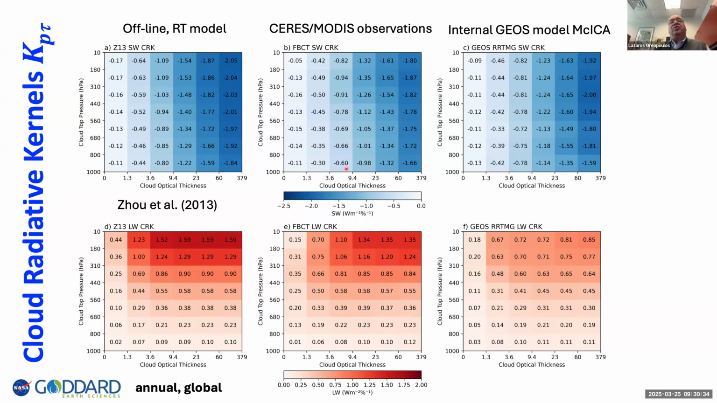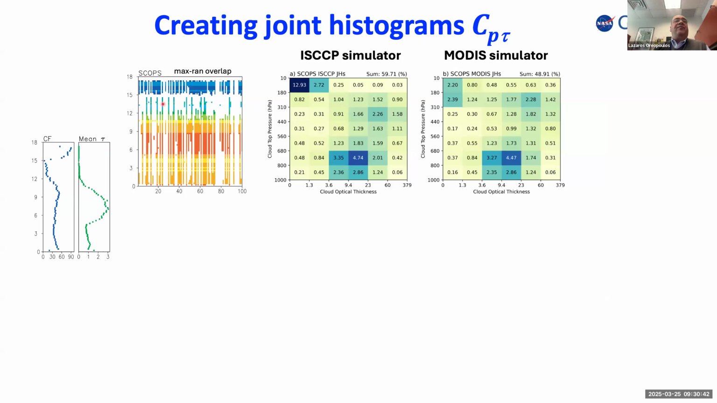But now let's see if we have choices in building the joint histograms on which these kernels are going to operate. You have the classic SCOPS subgrid cloud field that you get by passing a profile of cloud fraction and mean optical thickness. You can apply maximum-random overlap. You can select that, and you see these generate cloud fields that have vertical inhomogeneity, but horizontally you have a homogeneous cloud. From those cloud fields, you can build your joint histograms.